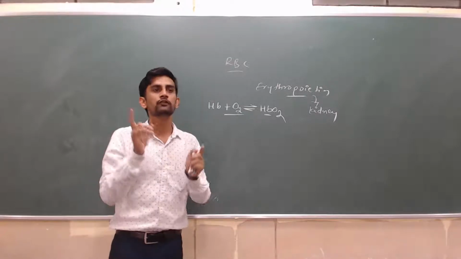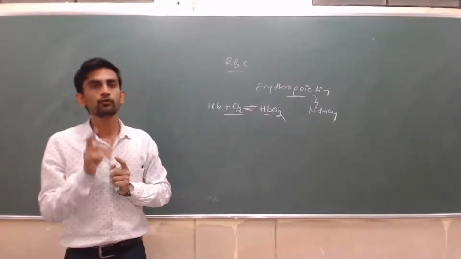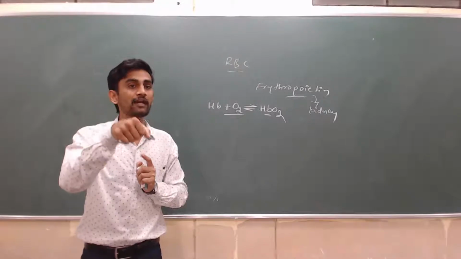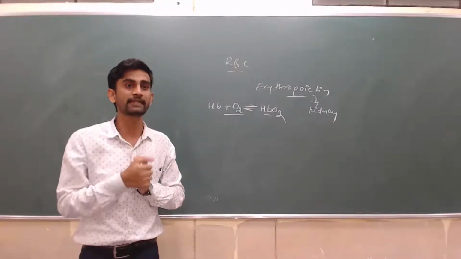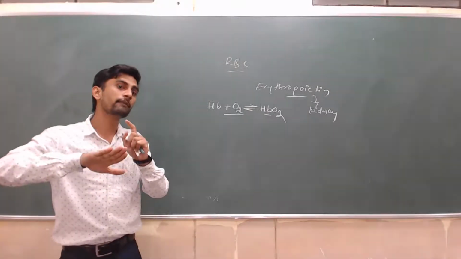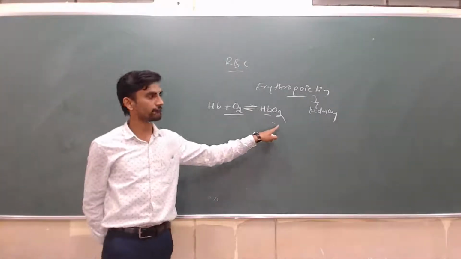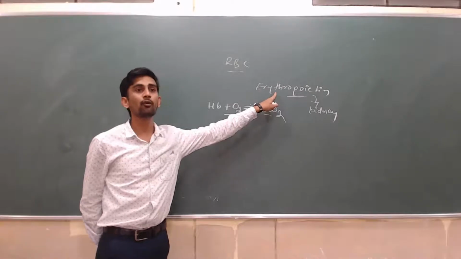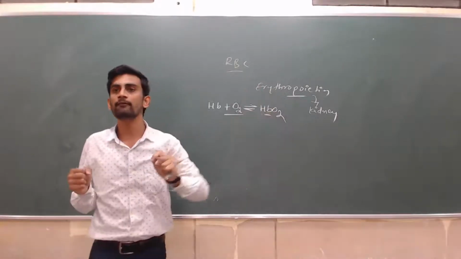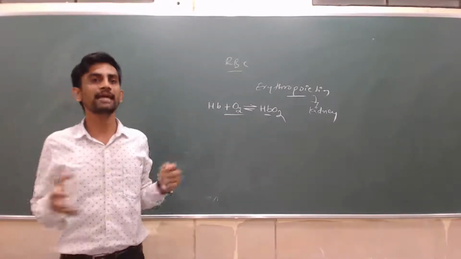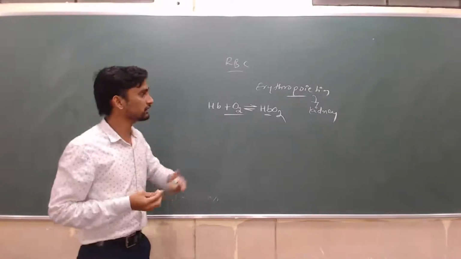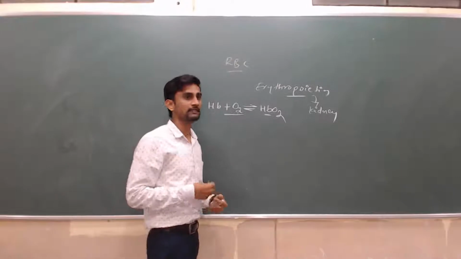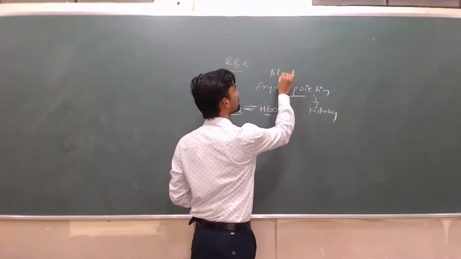Are you getting my point? In 1 second, usually 1 to 2 million RBCs are produced normally in the bone marrow. Are you getting my point? 2 million per second. Like that, it will become doubled when we are suffering from this. So this is the role of erythropoietin whenever we have a low erythrocyte count, especially when we are at a higher altitude.